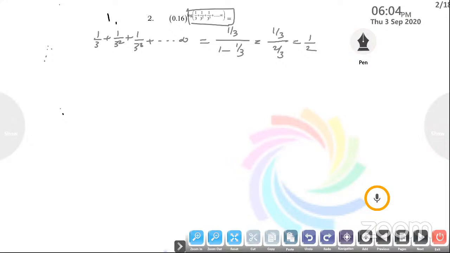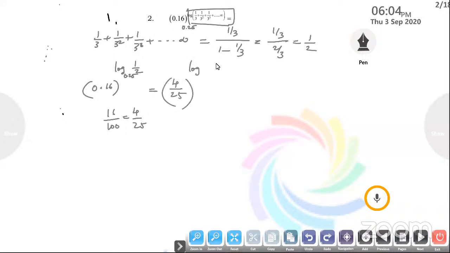This becomes 0.16 to the power log of, and this value we got as 1 by 2. The base is missing here. The base is given as 0.25. So the base is 0.25. Let us simplify this. 0.16 we can write as 16 by 100. So that value is nothing but 4 by 25. So I will write this as 4 by 25 whole to the power log of 1 by 2.